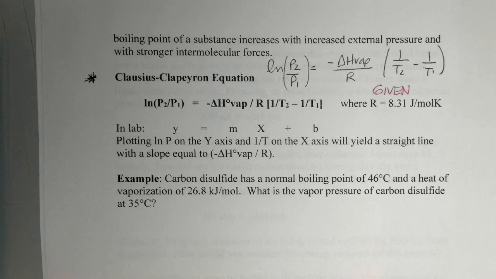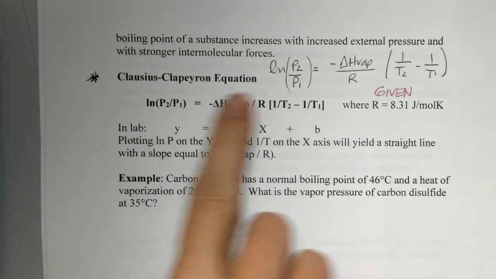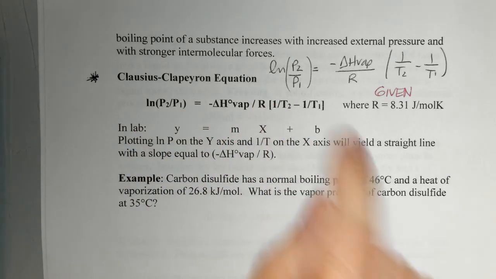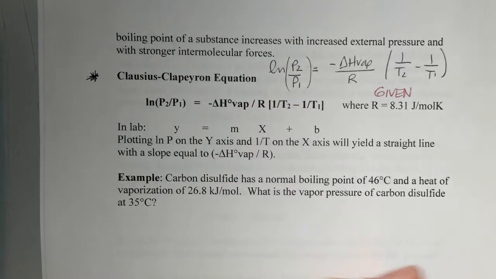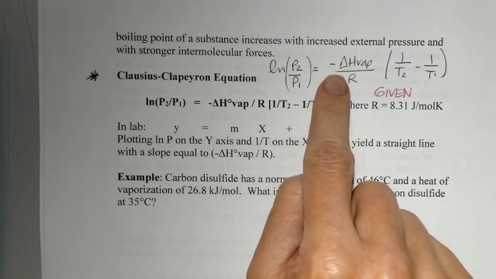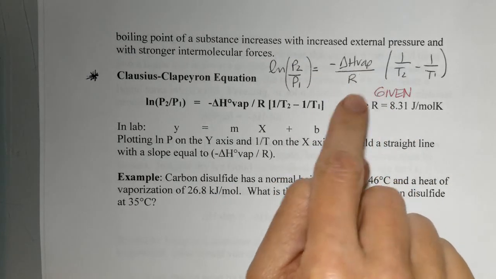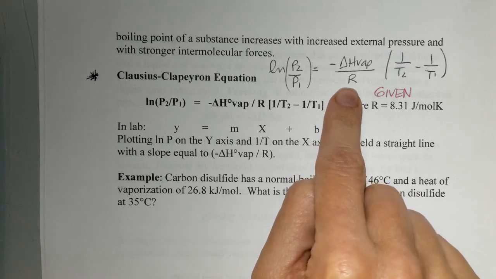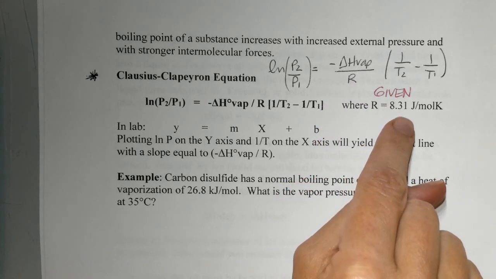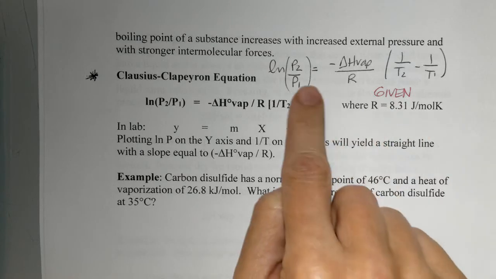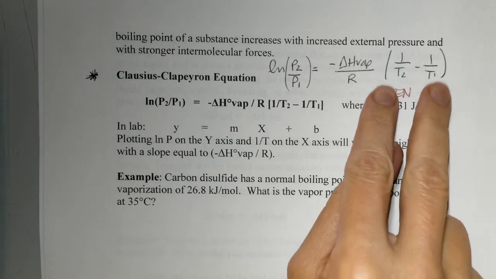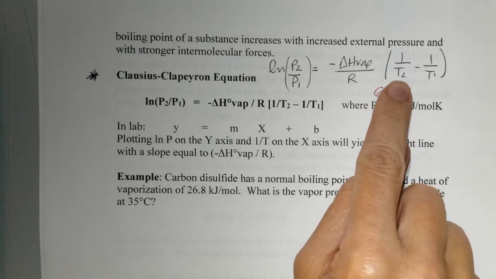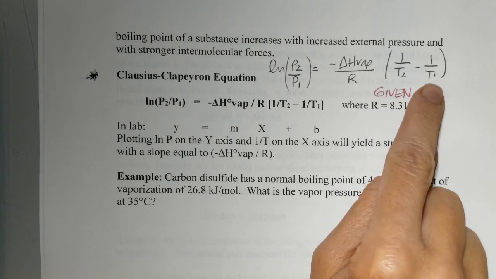Okay, so the next video is going to look at the Clausius-Clapeyron equation, which I wrote out here for you. It's the natural log of P2 over P1, so you've got two different gas pressures. That will be equal to the negative heat of vaporization over R, but not 0.08206, it's 8.31 R. I'll give you the R value and the Clausius-Clapeyron equation. And then in parentheses you have the difference of the inverse of T2 minus the inverse of T1.